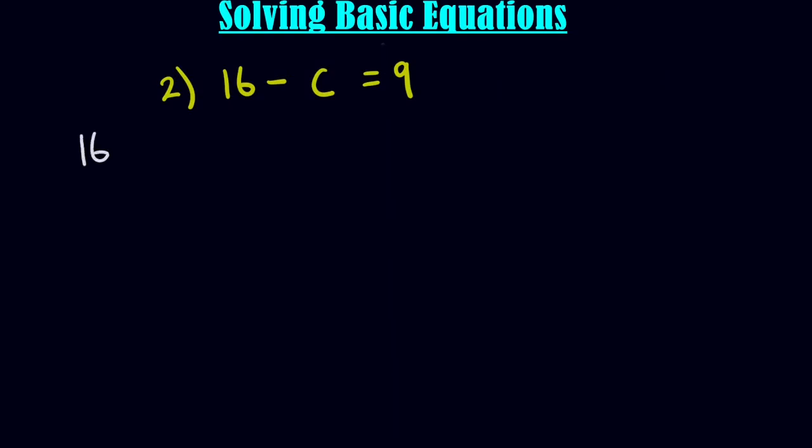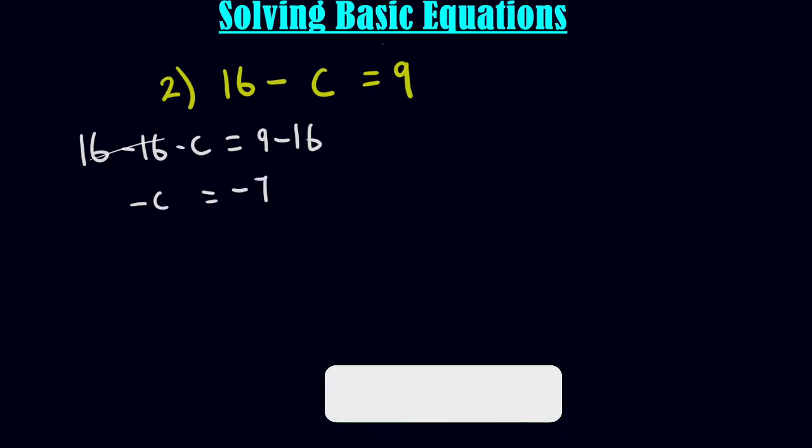So there are two ways that we can approach this question. The first being that we can get rid of the term that is attaching itself to the variable first. So we have a positive 16, so the opposite would be to subtract 16. And remember, what you do on one side, you have to do on the other side. 16 minus 16 will give us 0, so we're left with negative c equal to 9 minus 16, which is negative 7. Well, are we finished?